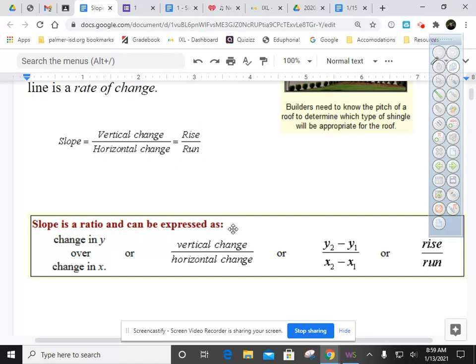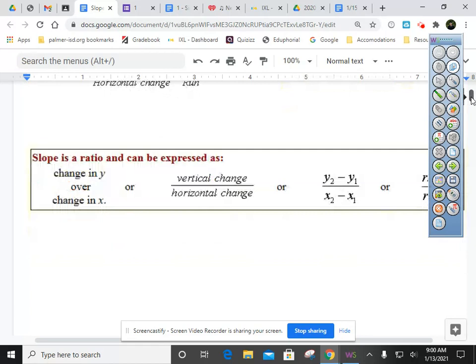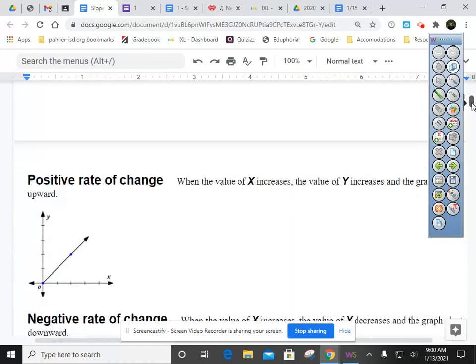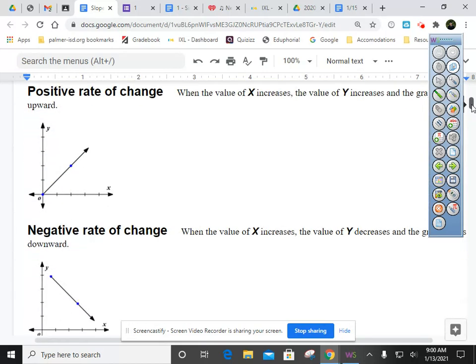Slope is a ratio and can be expressed in four different ways. Change in Y over change in X. Vertical change over horizontal change. This says y2 minus y1 over x2 minus x1, or rise over run. These are the two that we're going to use the most. All right, turn the page.